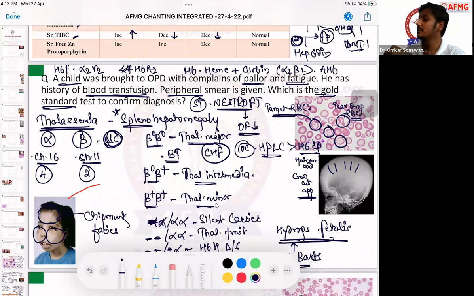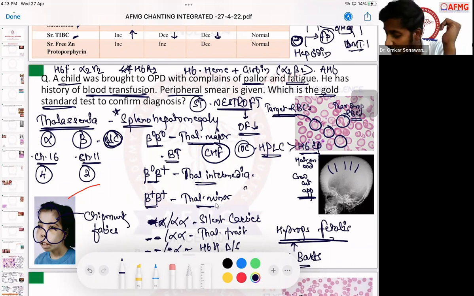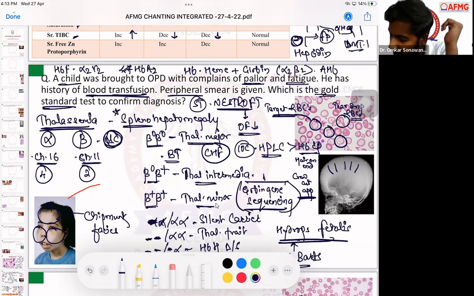You need to do gene sequencing in the patient. So if they ask you the best test or the gold standard test, and if you have beta globin gene sequencing in the options, globin gene sequencing would be the best answer to be marked. Please remember this. This is an important question and most of them have missed it. Globin gene sequencing is the best answer to be marked for diagnosis of thalassemia.